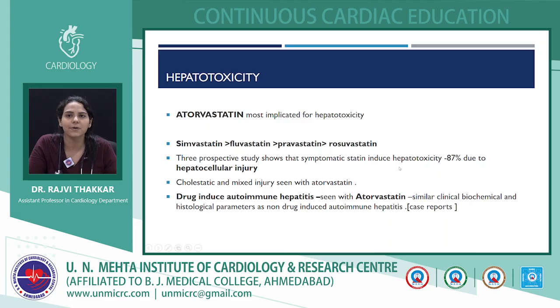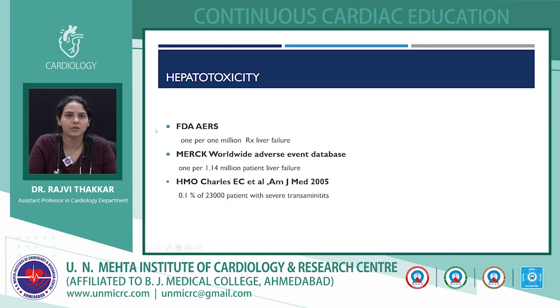A prospective study shows that statin-induced hepatotoxicity is 80% due to hepatocellular injury; cholestatic and mixed injury are seen with atorvastatin. Drug-induced autoimmune hepatitis is seen with atorvastatin, with similar clinical, biochemical and histological parameters as autoimmune hepatitis. FDA: hepatotoxicity seen with statins is 1 per 1 million, and acute fulminant liver failure is seen. The Merck worldwide adverse event database shows 1 per 1.4 million patients with liver failure, and 0.1% of 23,000 patients with severe transaminitis.